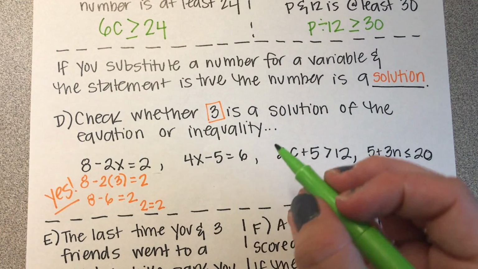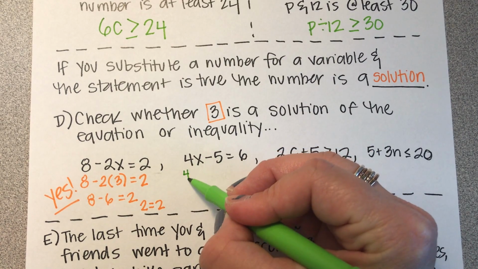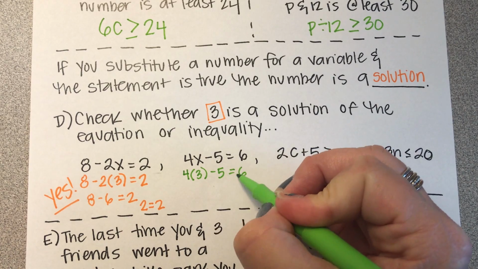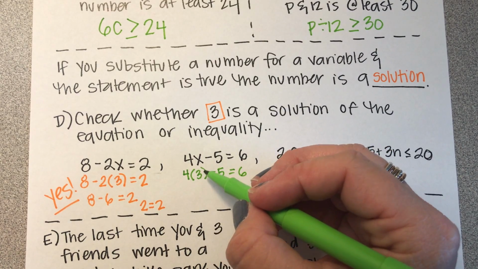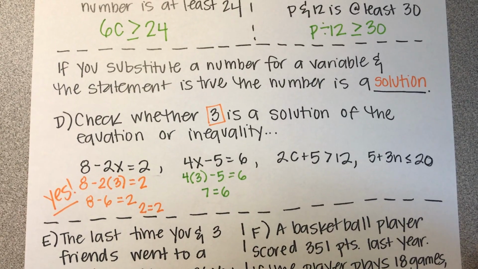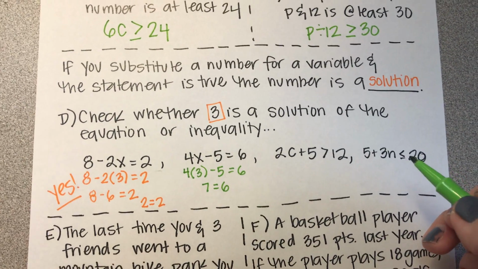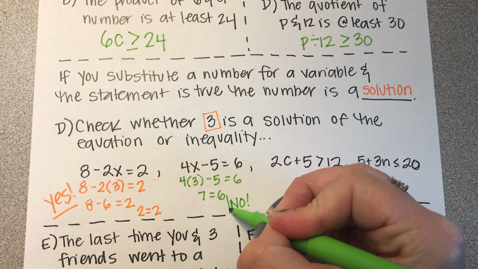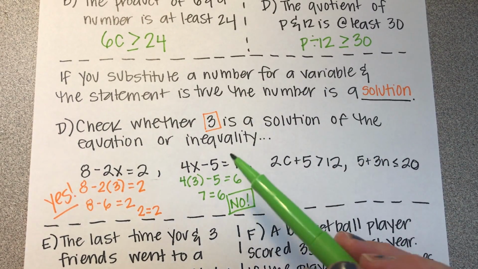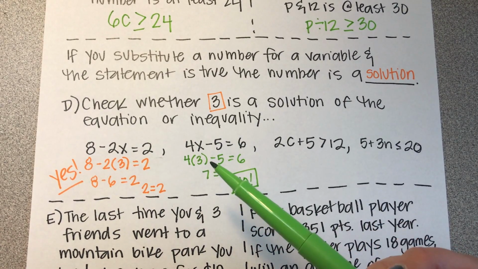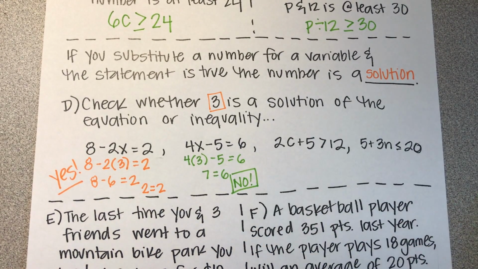Look at this next one. If I plug a 3 in here, I have 4 times 3 minus 5 equals 6. So 4 times 3 is 12. 12 minus 5 is 7. Is that a true statement? Does 7 equal 6? No. So therefore, it is not a solution. When I plugged 3 in, I substituted it. It did not make a true statement, so therefore it's not a solution.